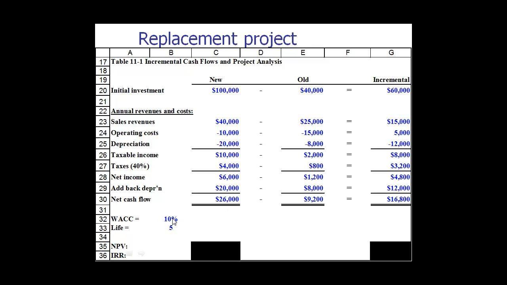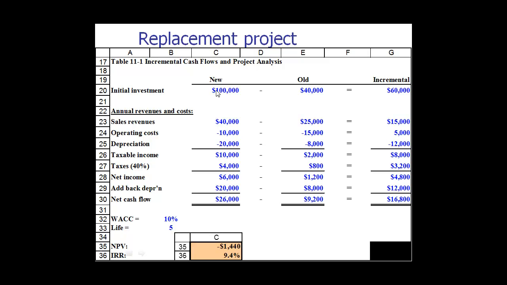assuming a WACC of 10% and that this will happen for 5 years. You are smart enough, you can calculate the NPV. Let's say the NPV is negative 1440 and the IRR is 9.4. So would you go for this project or not? No. But would this analysis be appropriate, or should we look at incremental cash flows?